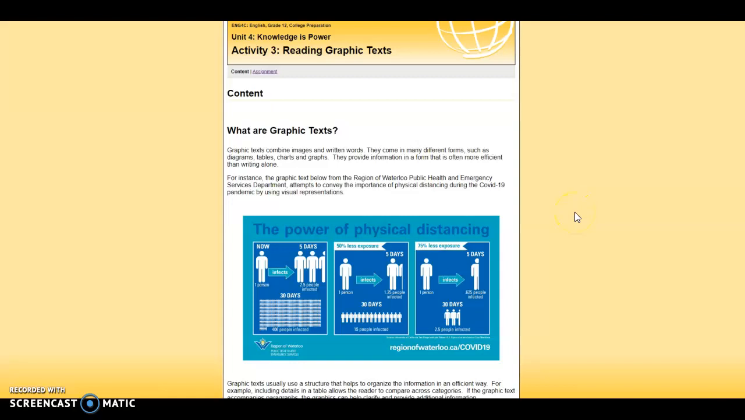Hello, this is a video tutorial on Unit 4, Activity 3. This will be the last activity of Unit 4, and we will focus on graphic texts. And graphic texts combine images and written words.